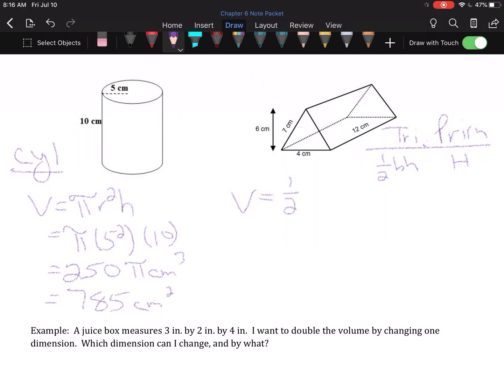So volume is 1/2 times the base of the triangle is 4, the height of the triangle is 6, and the height of the prism, the depth of the prism from triangle to triangle, is 12. All we need to do now is multiply this all together. 1/2 times 4 is 2, so we really have 2 times 6 times 12. 2 times 6 is 12. 12 times 12, 144 cubic centimeters.